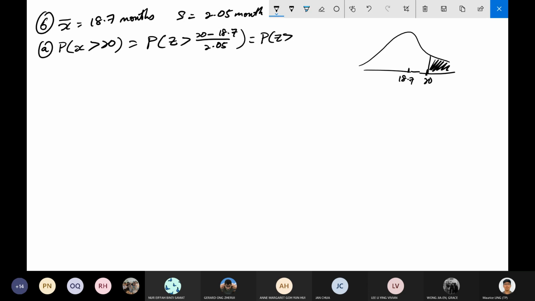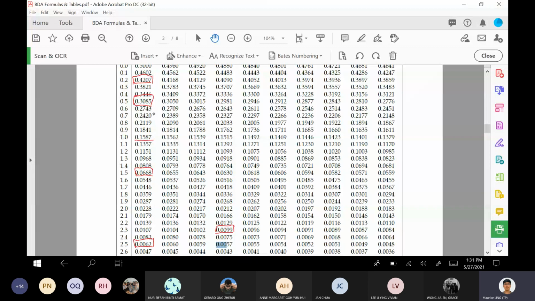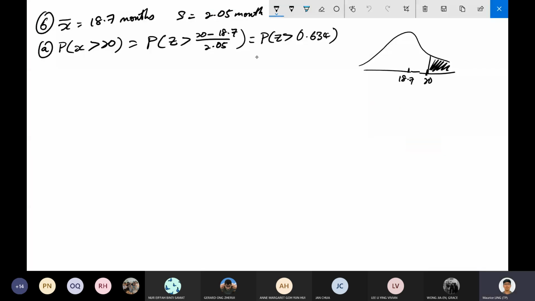Zero 0.634. 0.634, okay. So let's look. 0.63, 1, 2, 3. So it's about here. This number is 0.60, 61, 62, 63, around this. So you can take either one of the two answers and I'm quite fine with it. So it is approximately 0.2643. Now, if you use Excel to calculate, then it will give you more significant figures.